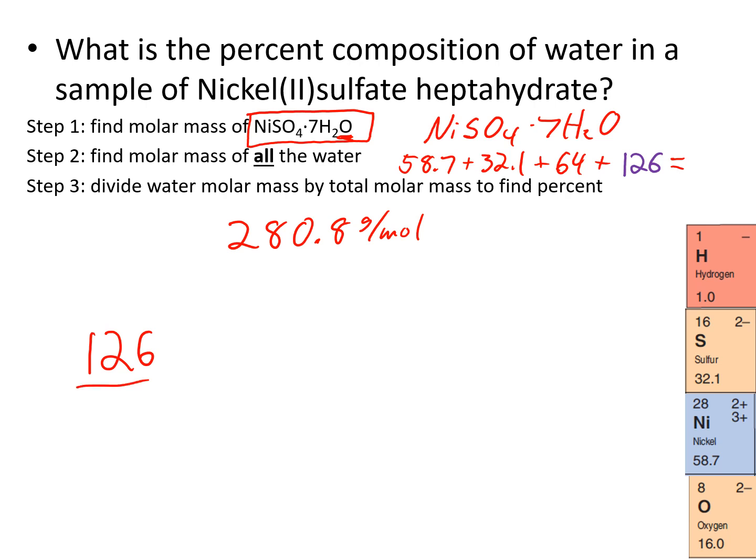The total molar mass of nickel 2 sulfate heptahydrate is 280.8. We're going to be multiplying this by 100 to put it into a percentage. So 126 divided by 280.8 equals 44.87. We're going to round that up to 44.9%.